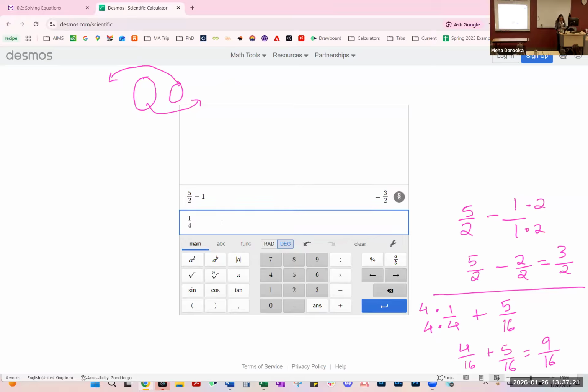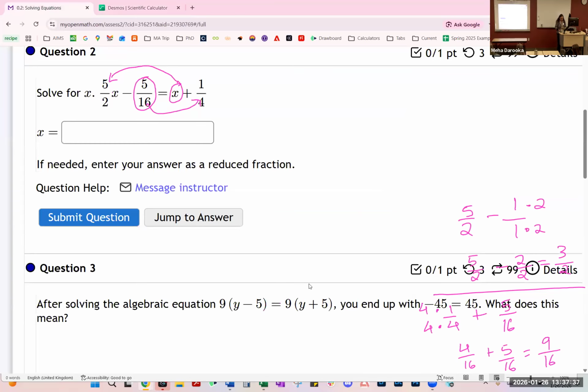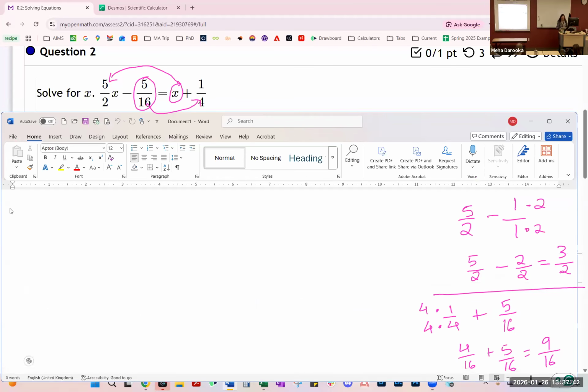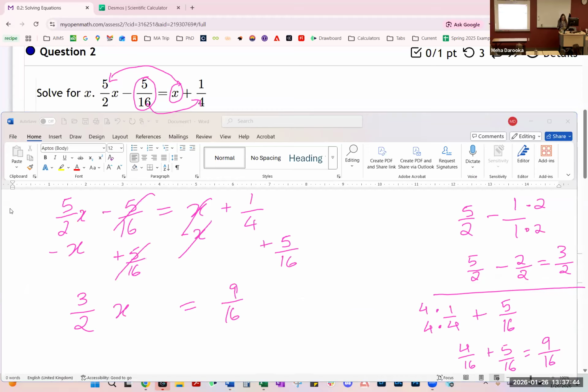And then we were adding 1/4 with 5/16. By default, it gives you the decimal, but like I said, you can change that to fractions. So you can use a calculator as a backup also to make sure that your math is coming out correctly. So that's just to show you with Desmos. Alrighty. So now we have 3/2 x equals 9/16. Now to get x by itself, how would we get rid of the 3/2? What would we need to do so that we can get the x by itself?